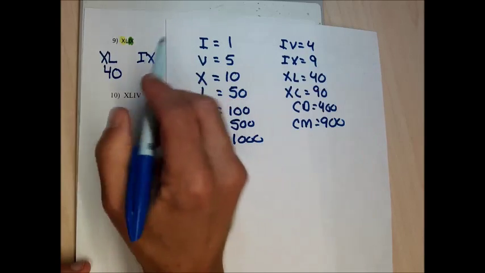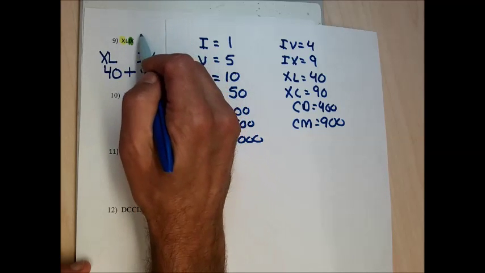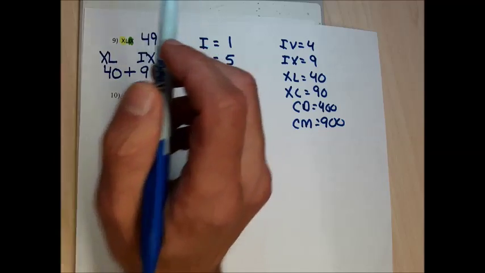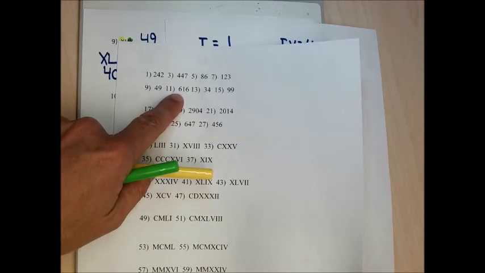The IX symbol is equal to 9. I'm going to add those two numbers together when I do number 9, and the answer to number 9 should be 49. Again, it's always helpful if I check. Your 11 is supposed to be 616.